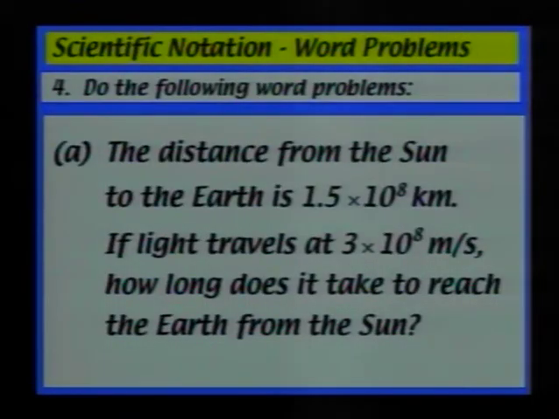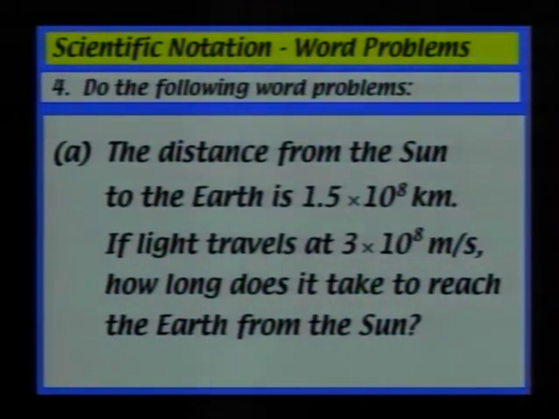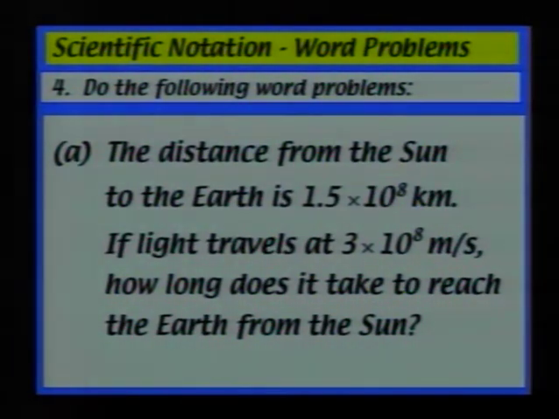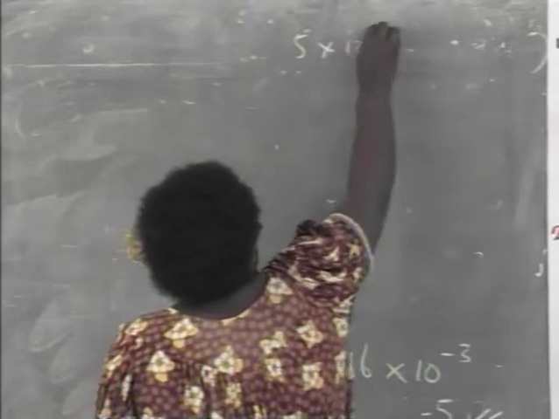Number 4, George. The distance from the sun to the earth is 1.5 times 10 to the power of 8. If light travels at 3 times 10 to the power of 8 meters per second, how long does it take to reach the earth from the sun? 5 times 10 to the power of negative 1. What's that? Seconds? You all agree? All right, one answer is 5 times 10 to the power of negative 1 seconds.